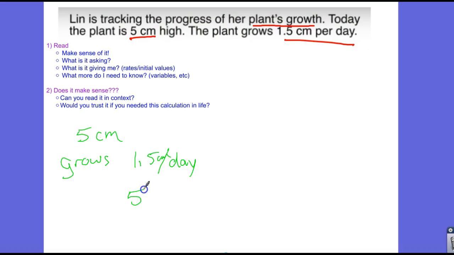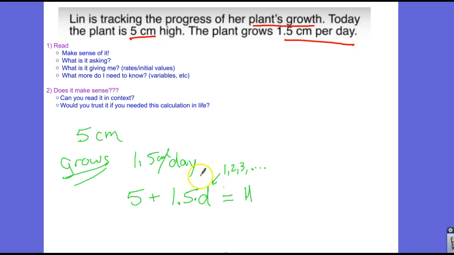So that means I've got 5 centimeters, and it's going to grow. So I'm going to add on 1.5 centimeters every single day. So let's go ahead and multiply by the number of days, again, because that's going to go 1, 2, 3, 4, whatever. However many days, that's how many times we need to add 1.5 on there. What's that going to give me? That'll give me the height.